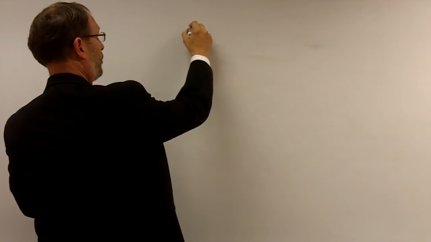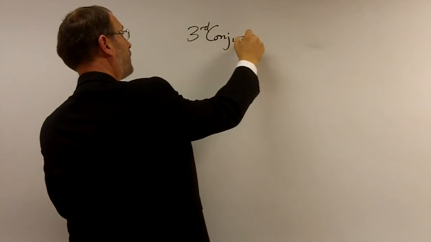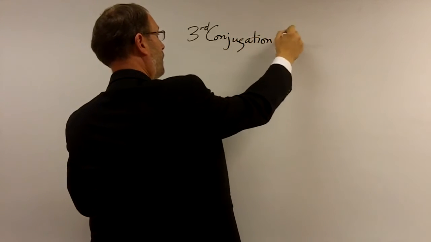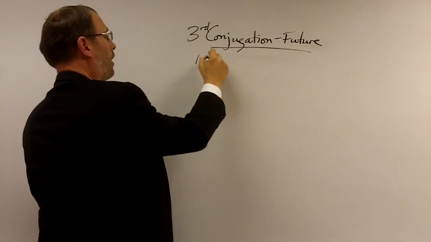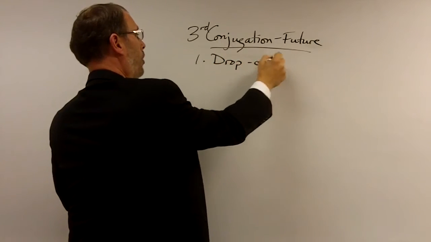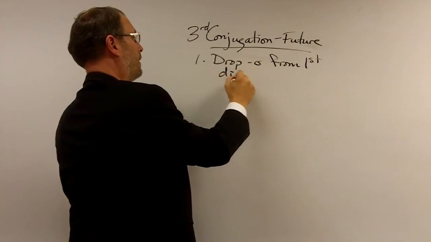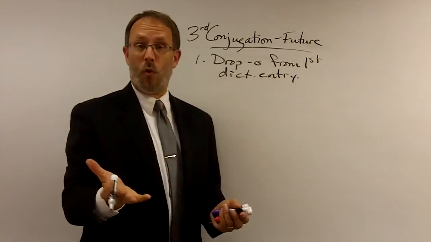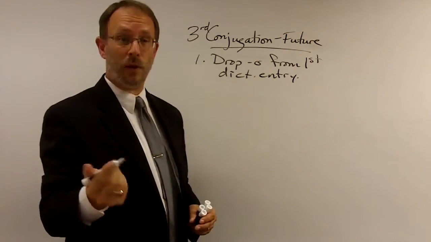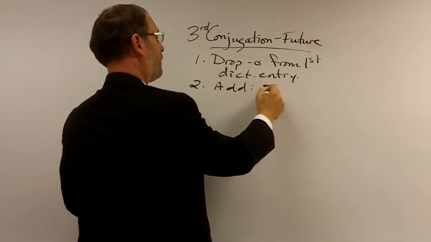So, third conjugation future tense is formed like this. Step number one, drop the O from the first dictionary entry. And we've seen that before with first or third conjugation present tense. But here's where it gets very different.